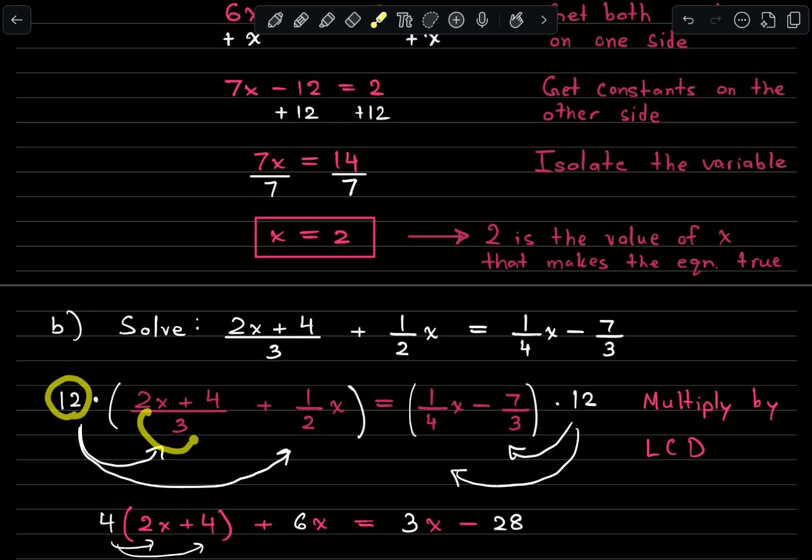We're going to get 12 divided by 3, which is 4. 12 divided by 2, which is going to give us 6. On the right side, 12 divided by 4 is going to give us 3.